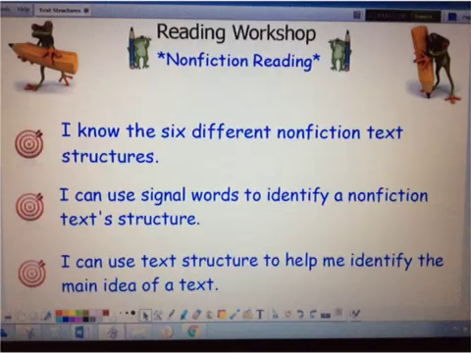Mrs. Setliff here, and this is our second session of the nonfiction text structures. Our learning targets are the same. I know the 6 different nonfiction text structures. I can use signal words to identify a nonfiction text structure, and I can use text structure to help me identify the main idea of a text.